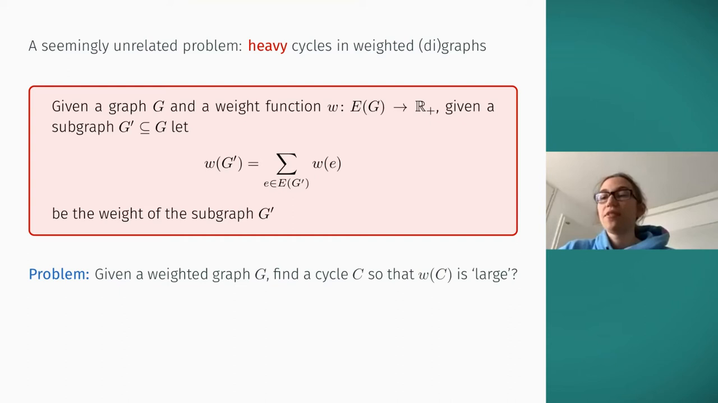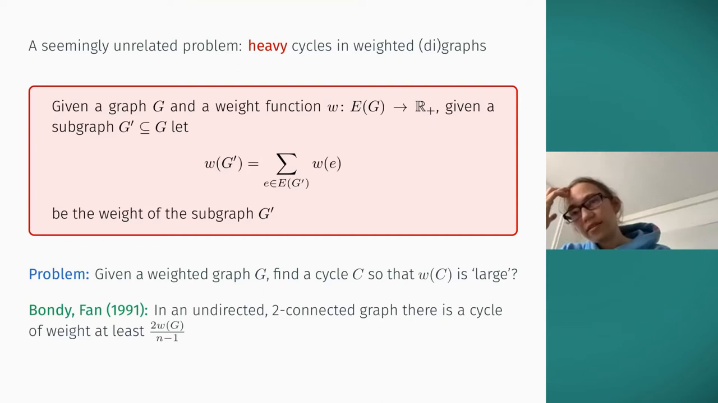And for undirected graphs, Bondy and Fan determined that for two-connected graphs, you can always find a cycle of weight at least two times the weight of the graph divided by n. And this is best possible. But in digraphs, actually, you cannot achieve this.